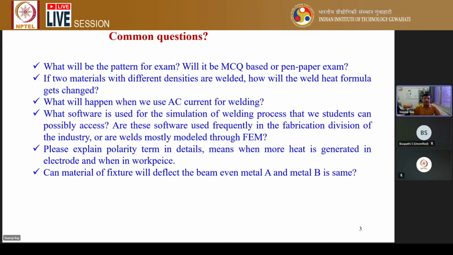So you can use any one of the software to solve the welding problem or to perform any simulation, heat transfer simulation, or stress analysis simulation. That can be done using this kind of software.